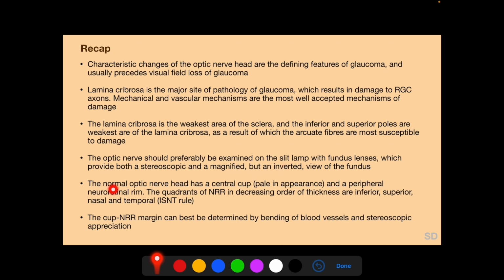The normal optic nerve head has a central cup which is pale in appearance and a peripheral neuroretinal rim which is orange-red in color. The quadrants of the neuroretinal rim in decreasing order of thickness are inferior, superior, nasal and temporal quadrants, which is represented in the ISNT rule. And the margin between the cup and the neuroretinal rim can best be determined by observing the bending of the blood vessels of the optic nerve head and stereoscopic appreciation.